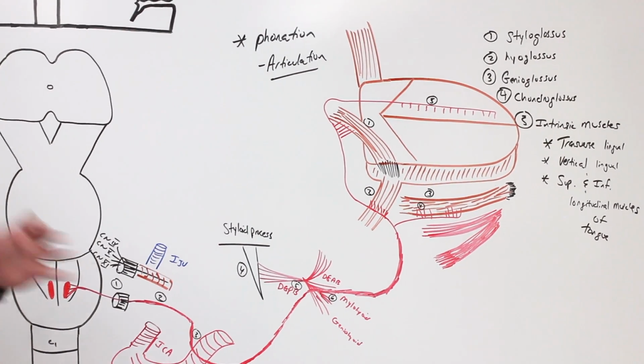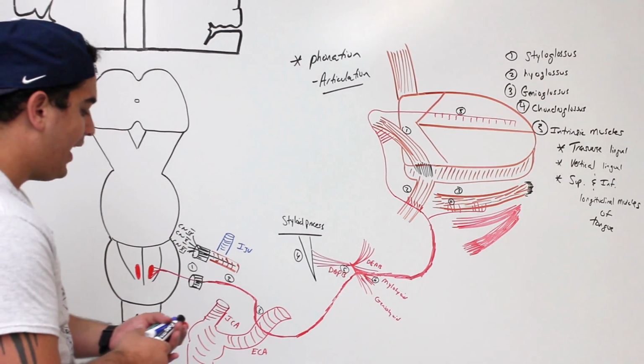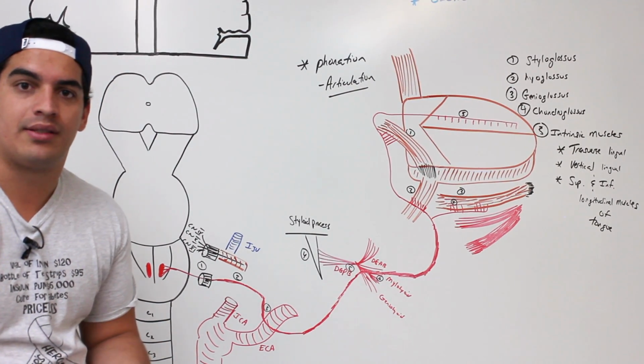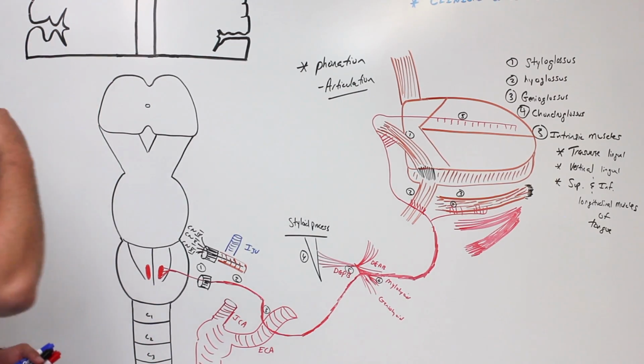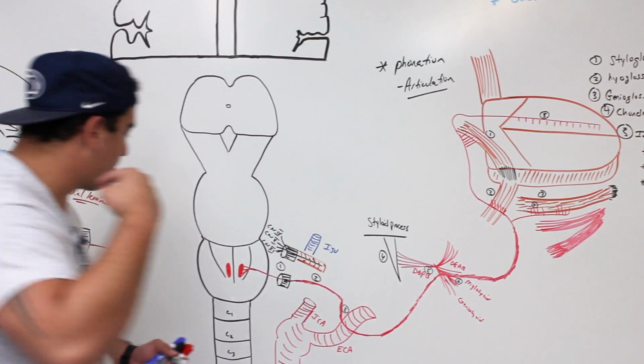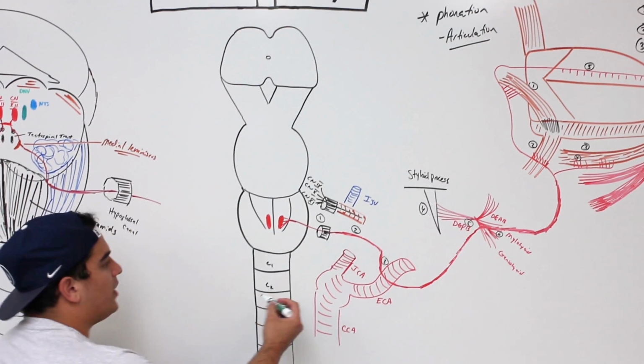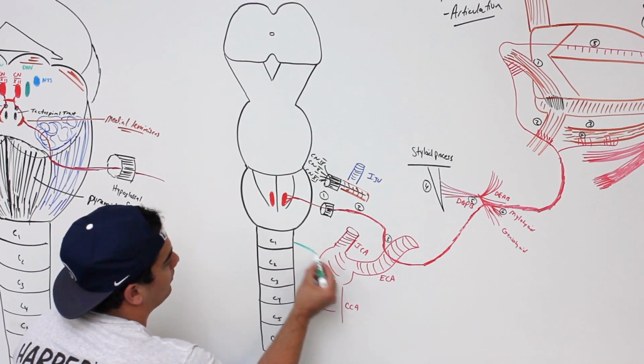Now, what's really interesting about the hypoglossal nerve is that it receives branches from the cervical plexus. You know, the cervical plexus is actually going mainly from C1 to C4. So if you guys remember, we said that you have what's called C1.